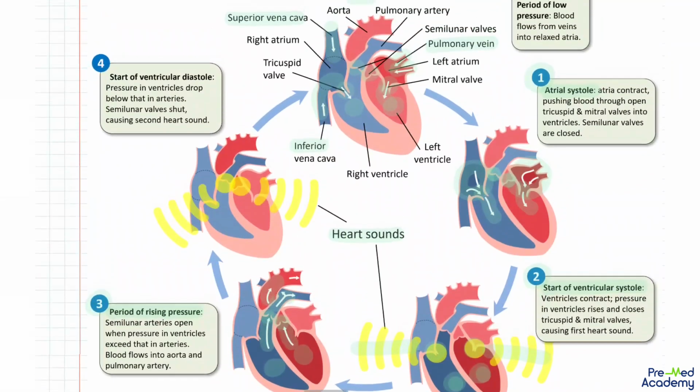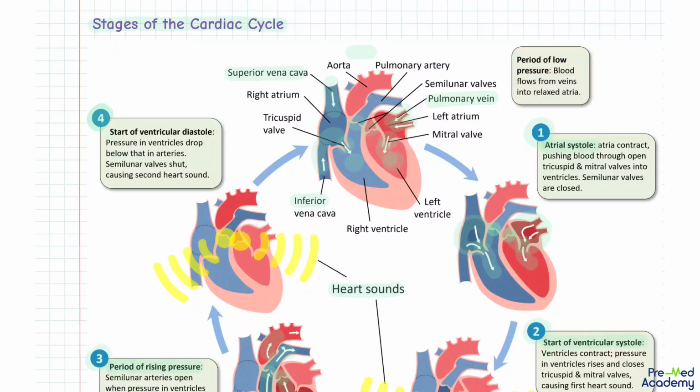The next step, number 4, is the beginning of ventricular diastole. The ventricles start relaxing, and the pressure inside them drops below the pressure in the arteries. This causes the semilunar valves to snap shut, which creates the second heart sound, termed the dub. Remember, lub-dub.